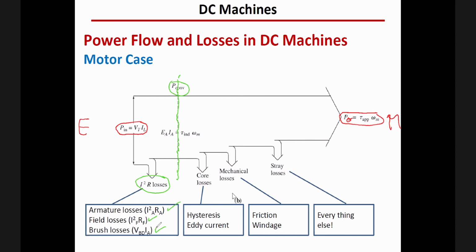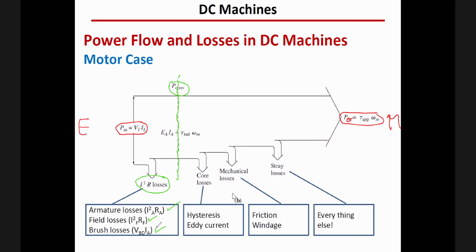Well, the brush is basically the component where we collect the voltage, and there we lose some of the electrical power. So if the voltage across the armature terminals is 100, you don't collect 100. At the brushes, you just collect, for example, 98. That's it.